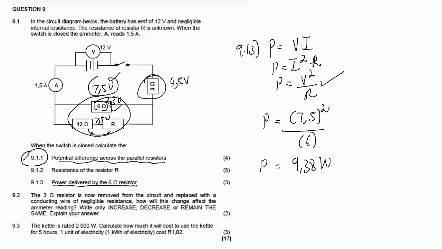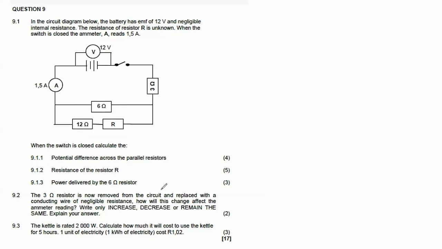Then let's proceed. They say now the 3 ohm resistor is now removed from the circuit and replaced with a conducting wire. So now they're removing this one. So we no longer have that resistor there. And then they're replacing it with a conducting wire of negligible resistance. How will this change affect the ammeter reading, right? Only increase, decrease, or remain the same? And then explain your answer.